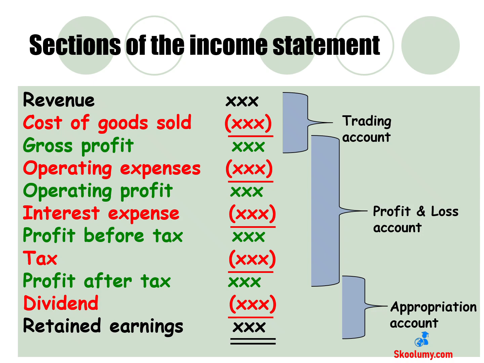The appropriation account is where the profit after tax, or net profit, is shared between the shareholders and the business. Part of it is paid as dividend to the owners or shareholders, while the remaining is retained in the business for future use.